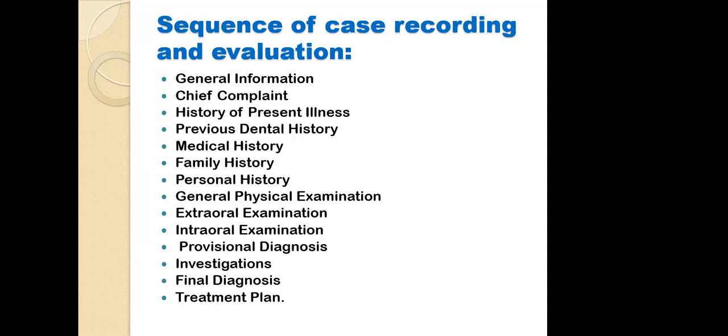So the sequence of case recording and evaluation, how do you do it? Broadly, the same plan, just like you would have done in a general medical setting. You have to get the general information, you have to establish the chief complaint, then you go into the history of the present illness or the presenting illness, the previous dental history, the medical history, family history, personal history, general physical exam. Then you go into the physical exam, and you first do the general, then you do extra and intra-oral examinations.